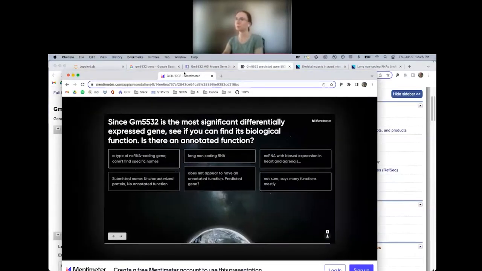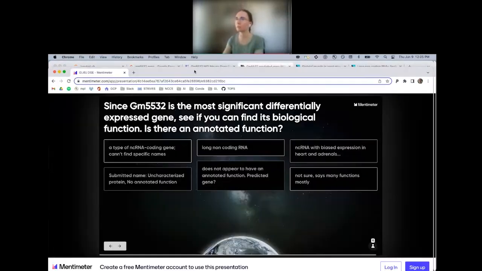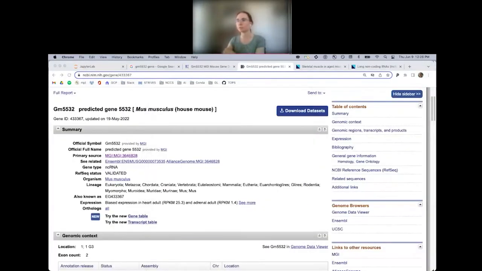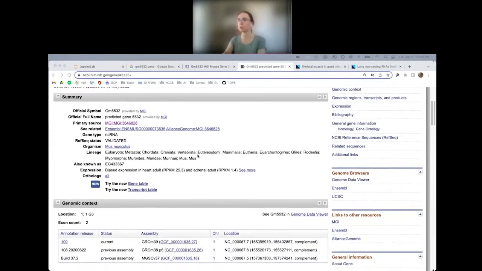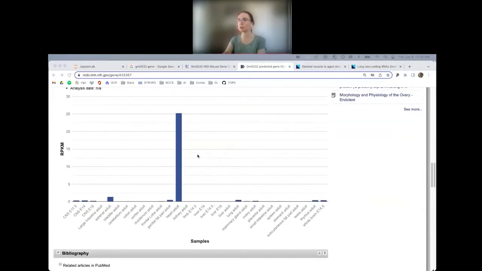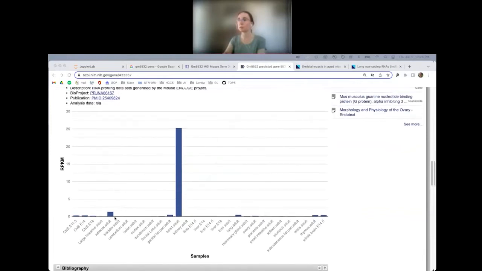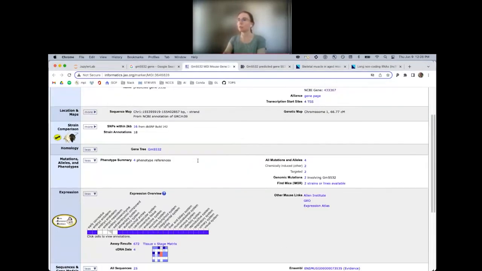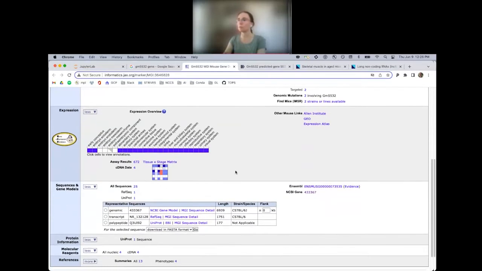So I get: a type of non-coding RNA gene, can't find specific names, lncRNA, non-coding RNA with biased expression in heart and adrenals, uncharacterized protein, no annotated function, doesn't appear. Yeah. So this gene doesn't really have an annotated function. You can take a look at where it tends to be expressed, and someone noted that here on NCBI. But there doesn't really seem to be much of an annotated function for this gene.